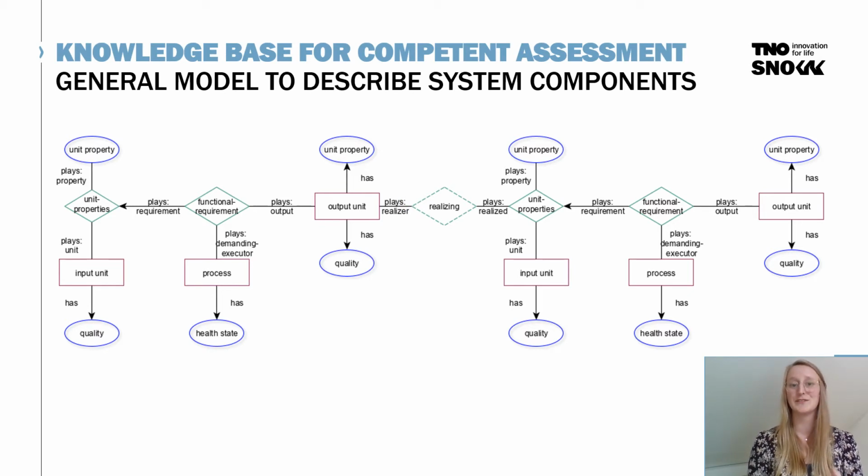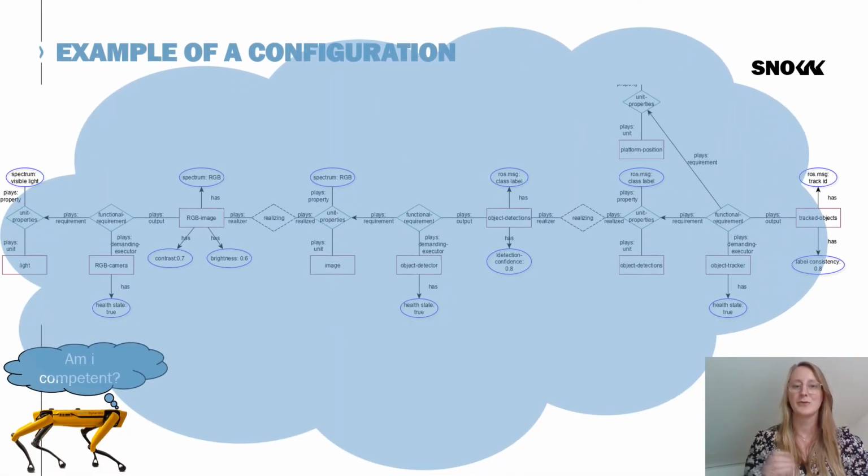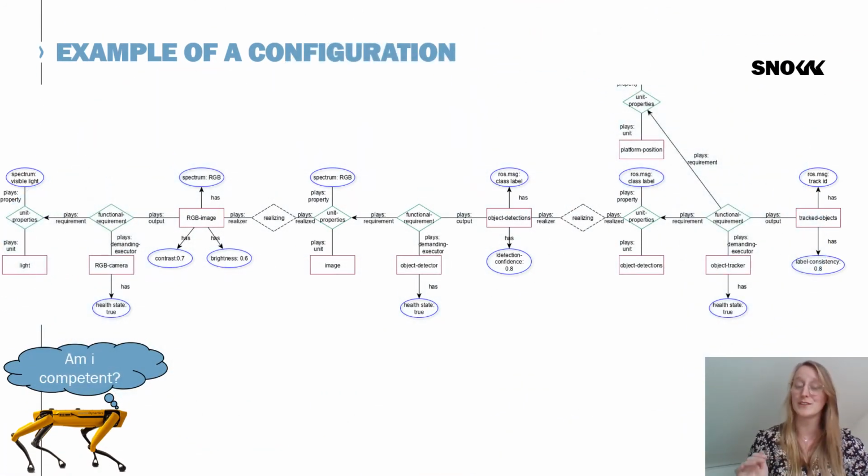The advantage of this general process model is that creating and expanding this component ontology for an autonomous system can be partly automated since it's built in a consistent fashion. Here I want to show an example of part of the configuration of Spot using this process model. Let me take my pointer again. As you might have noticed, we've modeled three processes here: the object tracker, the object detector, and an RGB camera.